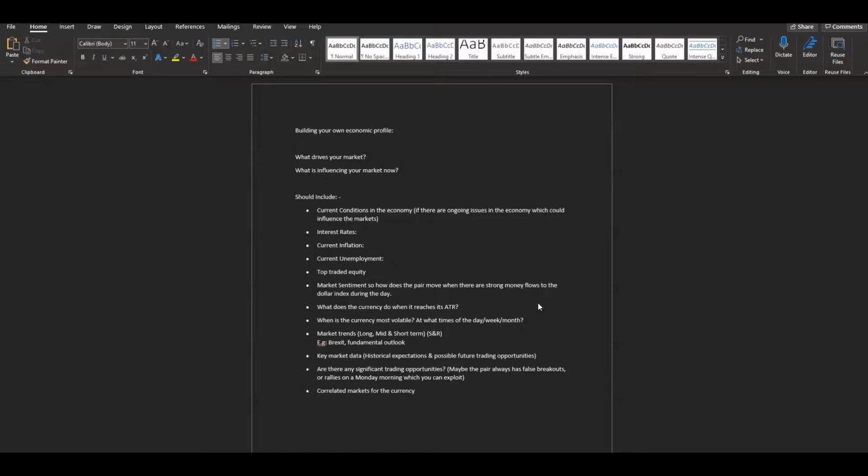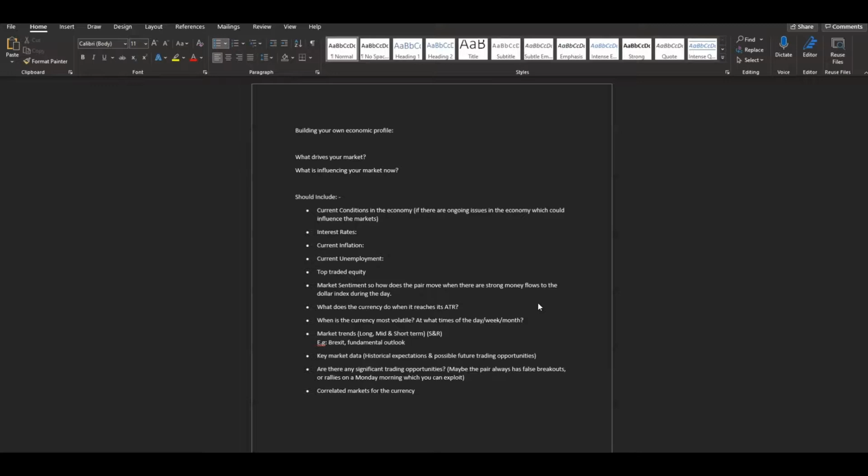When is the currency most volatile? Whether it's the London session, Asian session, or New York session, it's most likely going to be between the London and New York sessions. Obviously, for the pound, from around 7 a.m. till 10 a.m. is the key London session, and then about 1 p.m. to about 4 p.m.